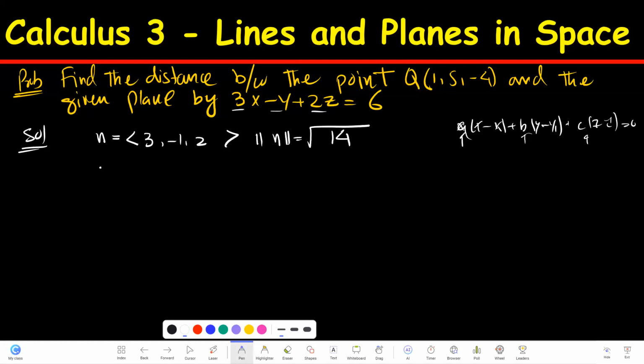Now I need a point in the plane. I have a point given, which is maybe Q. I can call it Q, but I need a point P in the plane. So what I'm going to do is substitute y and z both equal to 0, to bring it down and find the point.